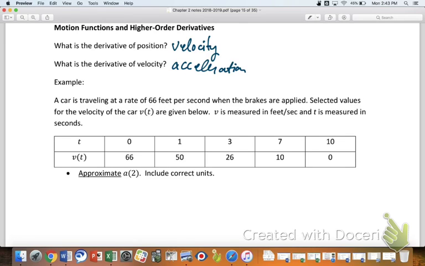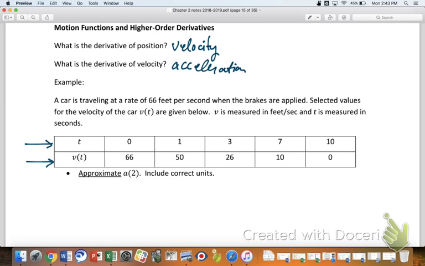Okay, so we have a little example here with two different aspects to it. It says a car is traveling at a rate of 66 feet per second. The brakes are applied. Selected values for the velocity are given below. And notice that the velocity is decreasing towards 0. The car is braking. Hopefully that makes sense. V is measured in feet per second. T is measured in seconds. So remember, the table is giving you time and velocity. So a velocity versus time table, or velocity versus time graph, maybe.